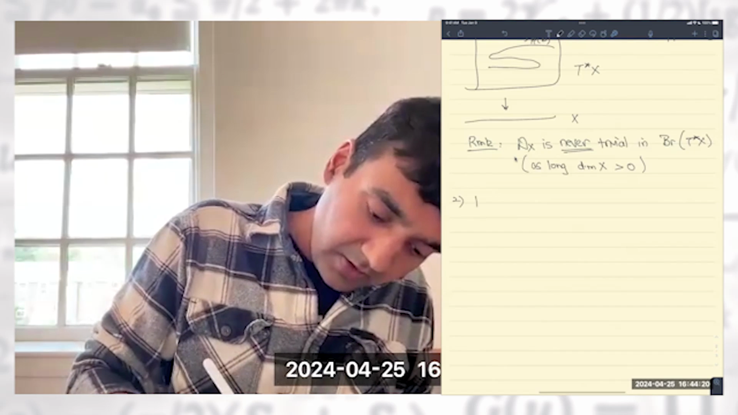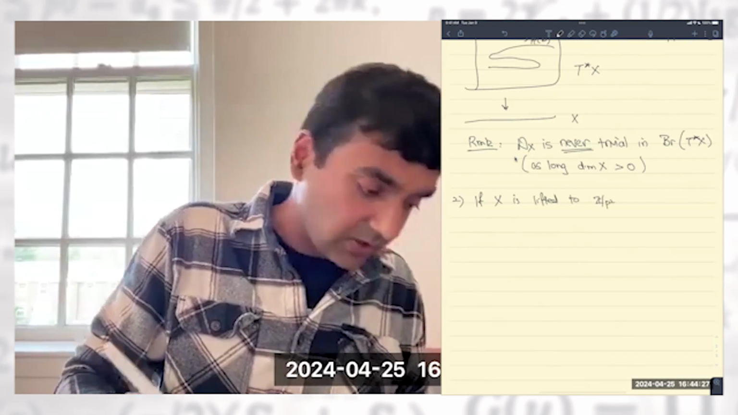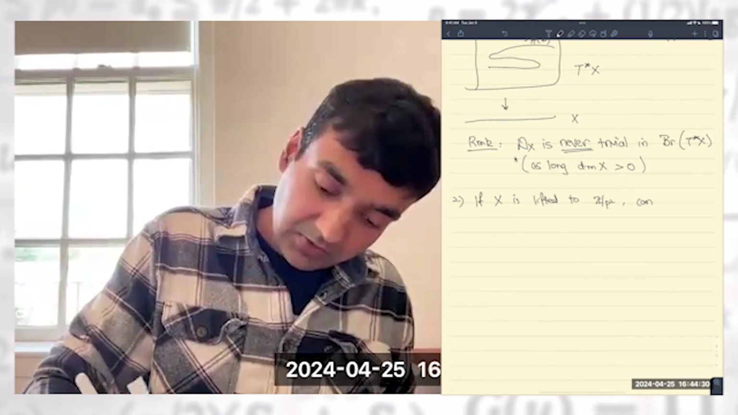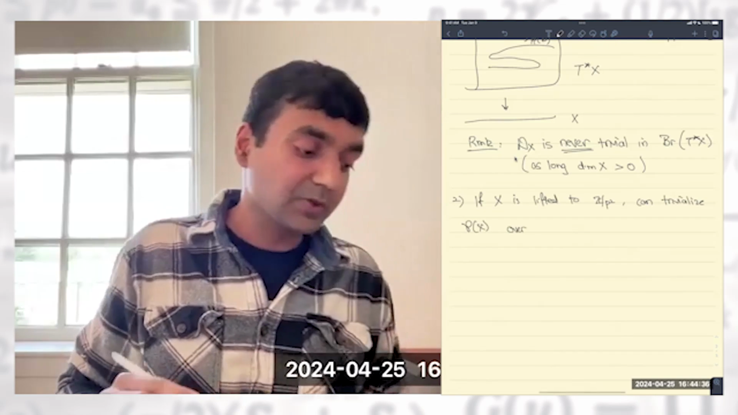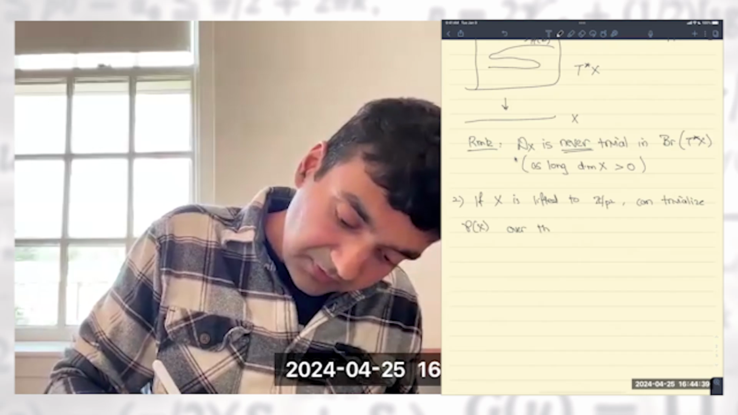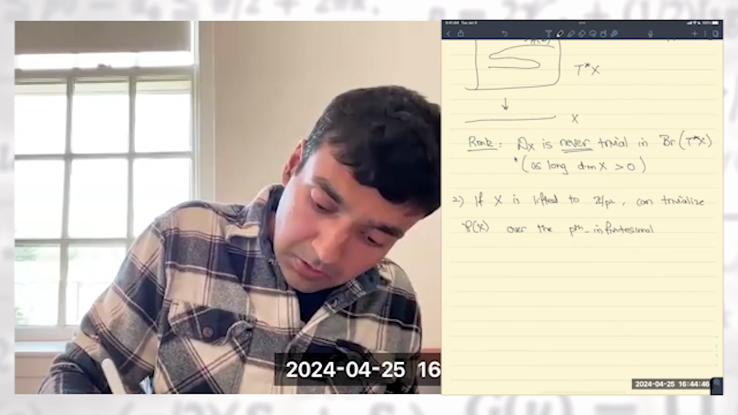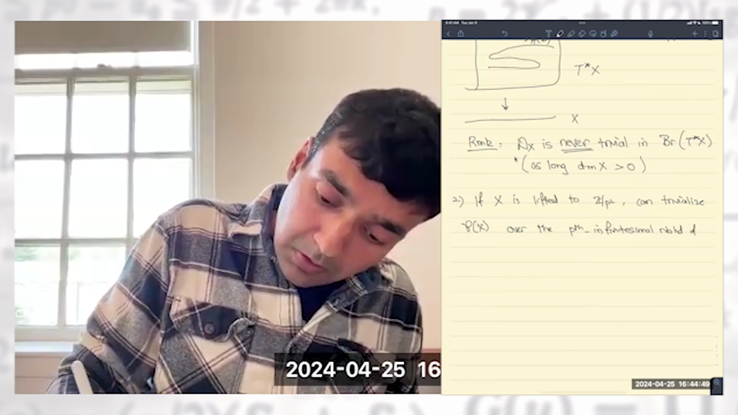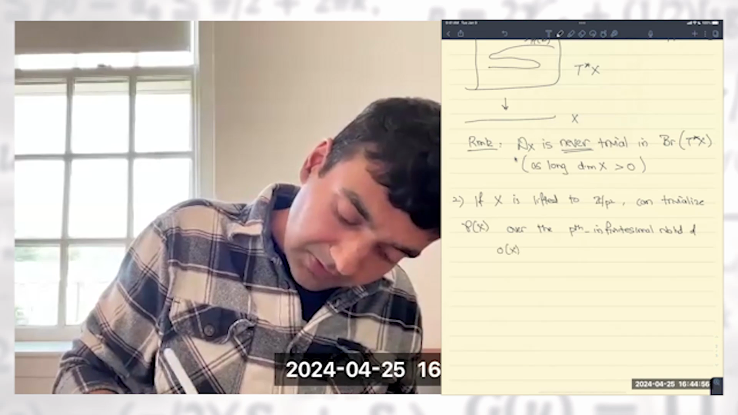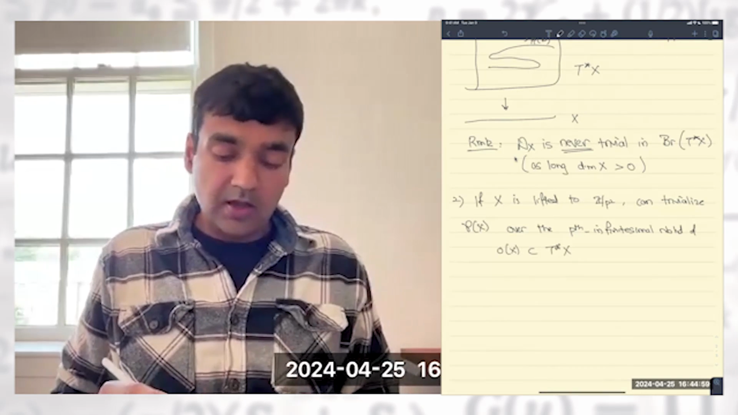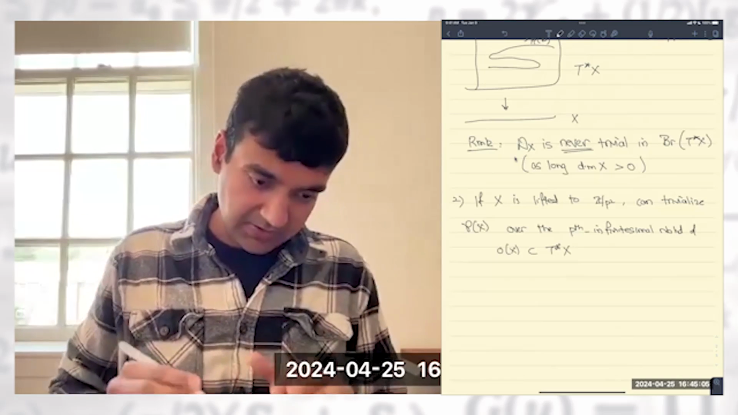So if X is lifted to Z mod p squared, so if you choose a lift mod p squared, you can trivialize the gerbe over a certain infinitesimal neighborhood of the 0 section. So over the pth infinitesimal neighborhood of the 0 section. So let me write 0 of X for the 0 section. In fact, you can do better. They prove really that there is a sort of PD neighborhood of the 0 section where this can be trivialized. But let's just focus on this statement.